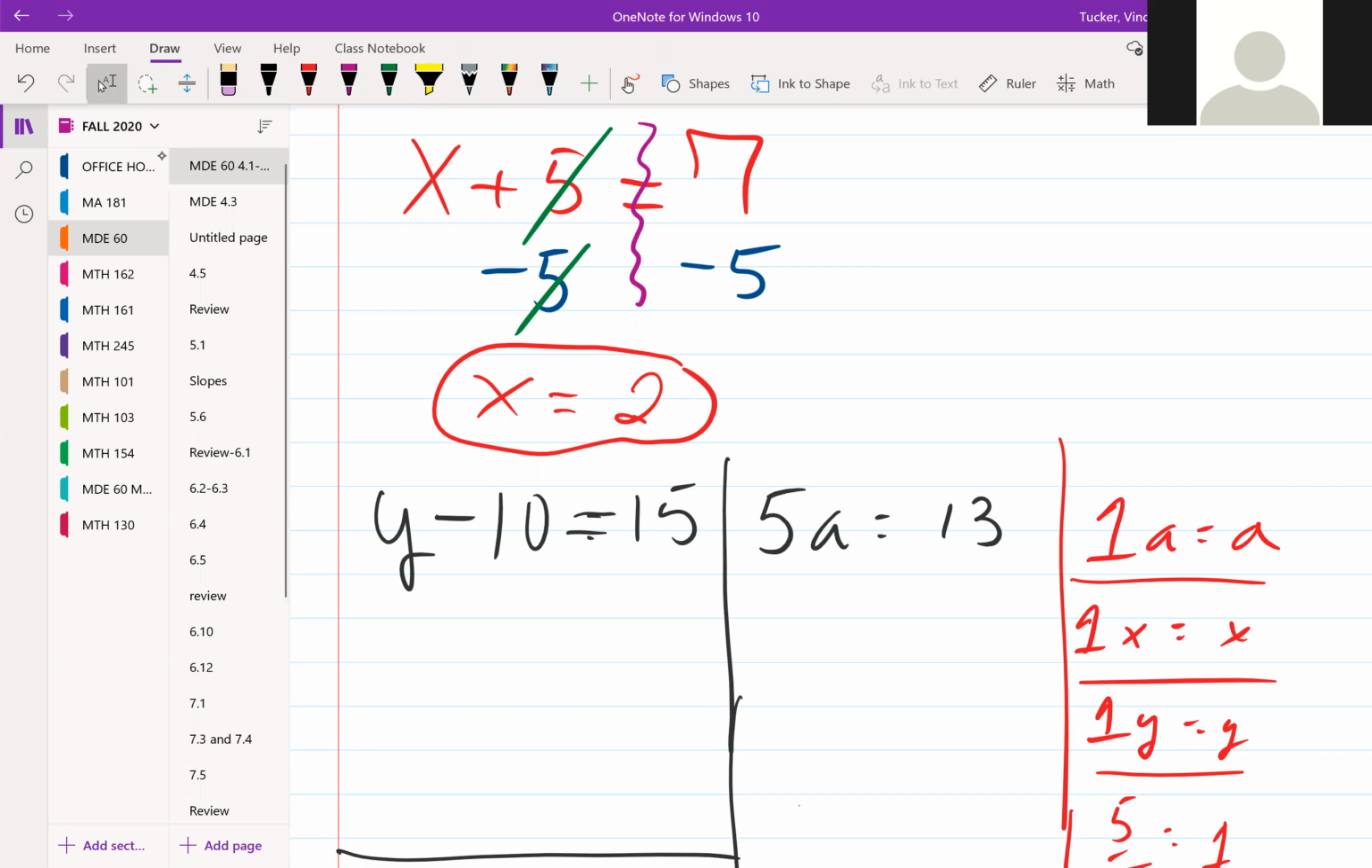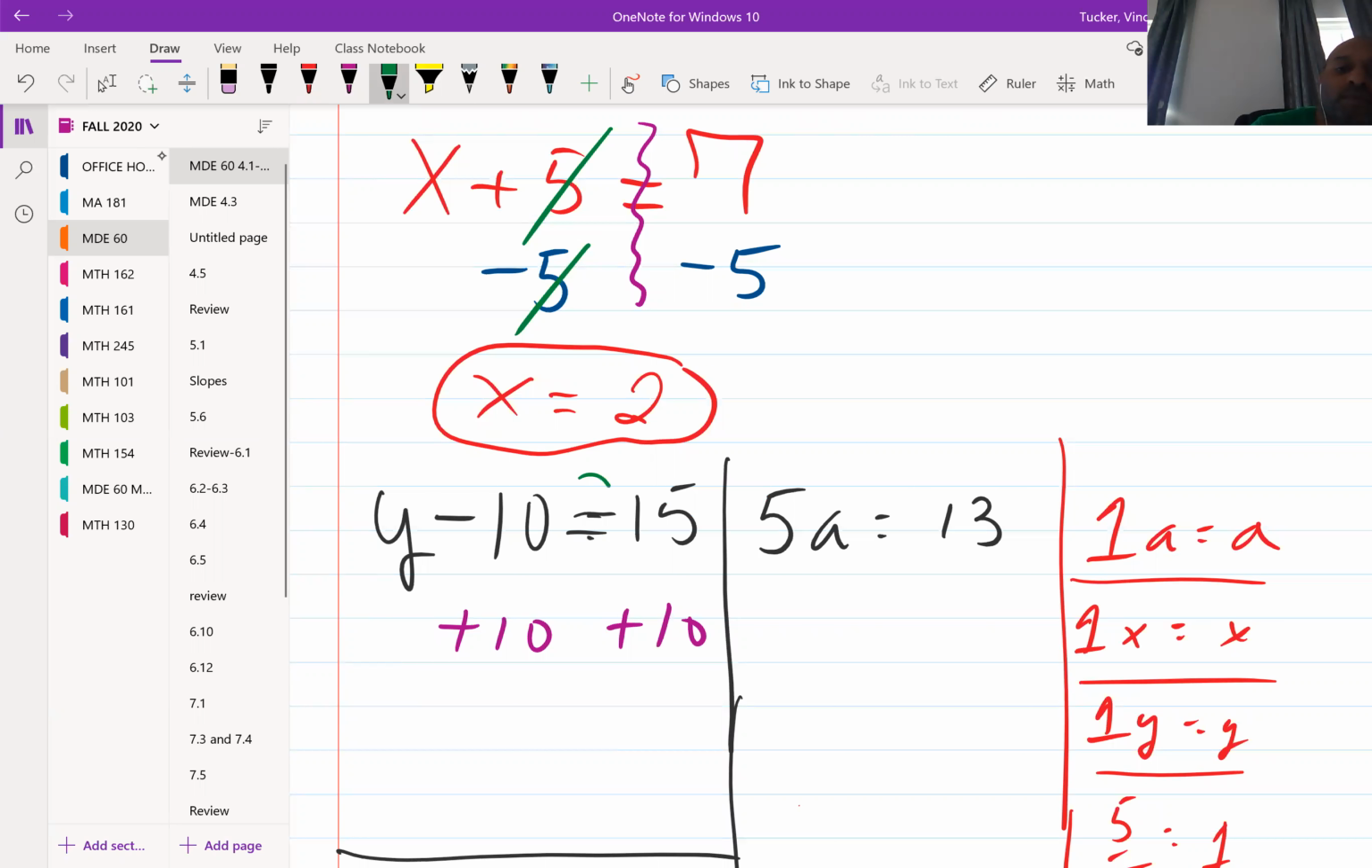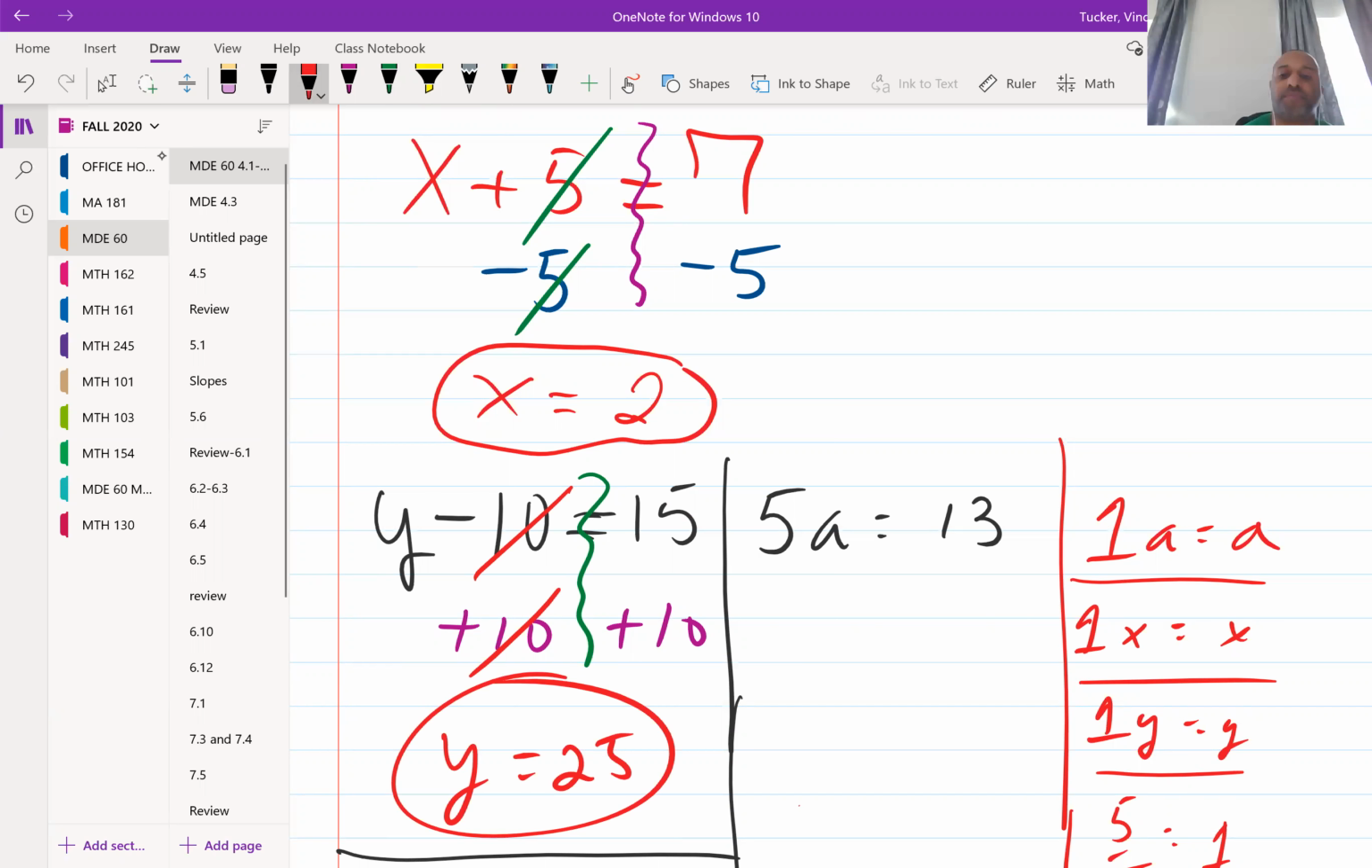All right. So now just doing a few more one-step equations before we add a little more to it. y minus 10 equal to 15. If I want to solve for y, I would just add 10 to both sides. Remember your equal sign is what dictates what your sides are. Then positive 10 cancels on the left, and on the right you have 25. So y is equal to 25.